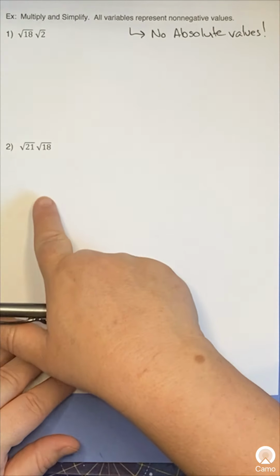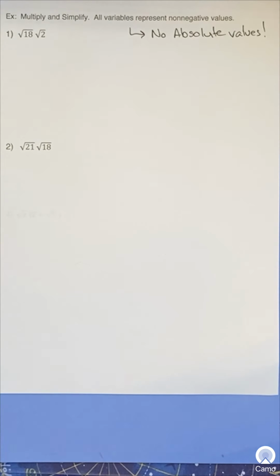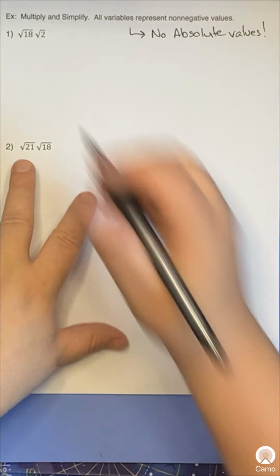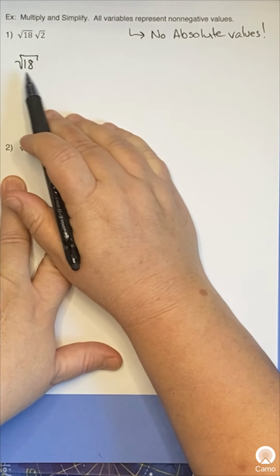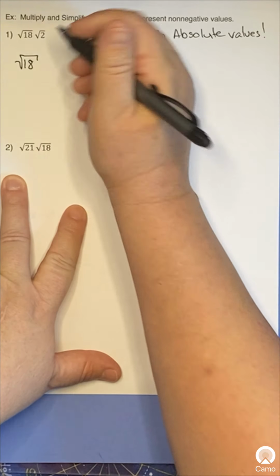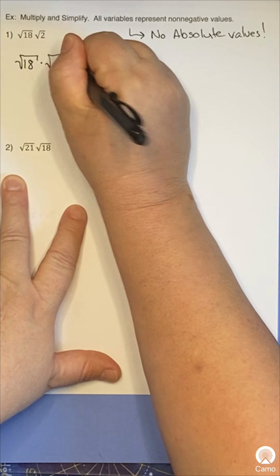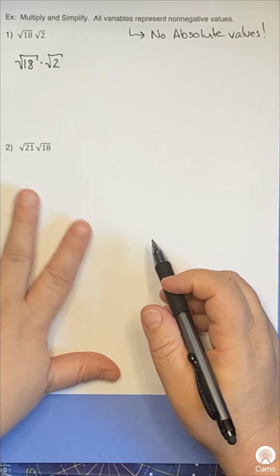And to make it even more simple, to begin with, we're just going to work with square roots or radicals and numbers, constants. Okay, so let's go ahead and review. I've got the square root of 18 or radical 18 times the square root of 2 or radical 2.